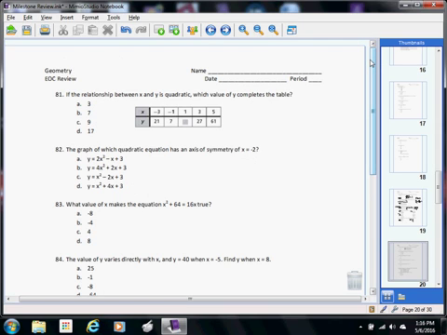Okay, it says, if the relationship between x and y is quadratic, which value completes the table? Okay, so what have I got here? 21 to 7, minus 21 is 14. So what is this? 21 and 7 is 14. So that's not 14. What is that? 34? Somebody with a calculator. What's 27 minus 61? Isn't it negative 34?